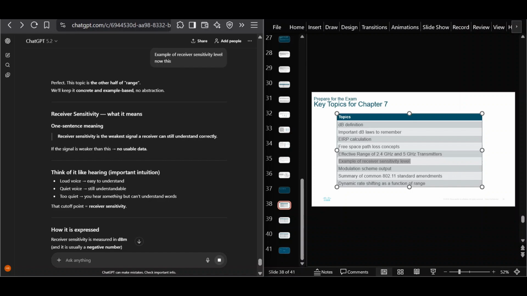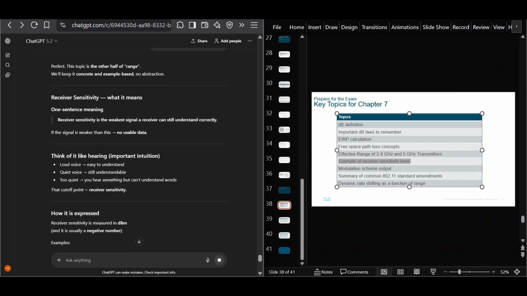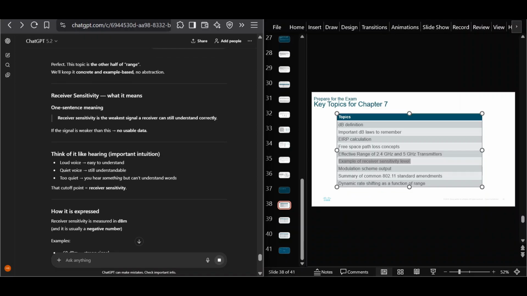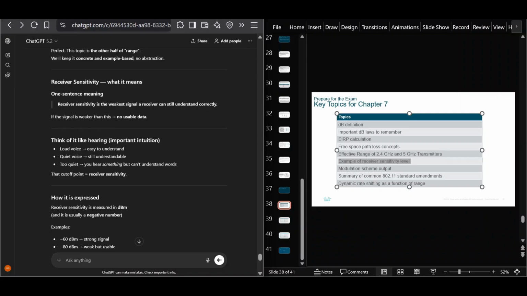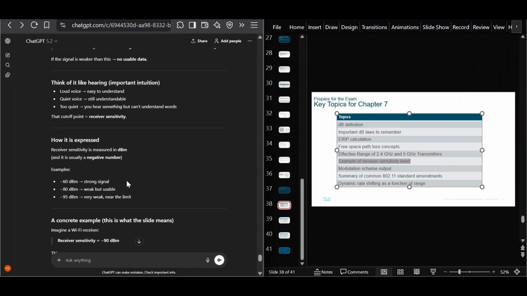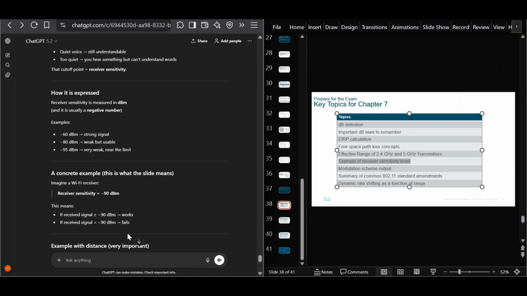Example of receiver sensitivity level now. Example of receiver sensitivity. Okay. This topic is the receiver sensitivity. What it means is how weak a signal the receiver can still pick up, like that one bar of signal from the Wi-Fi. How is it expressed? In dBm, okay.